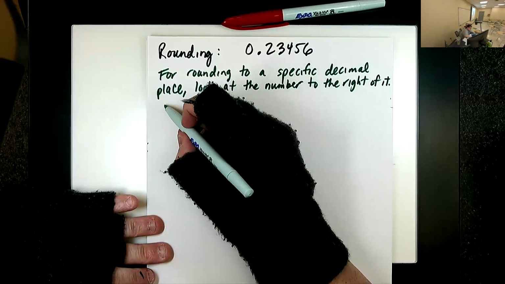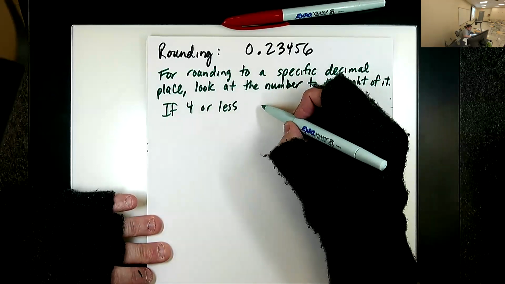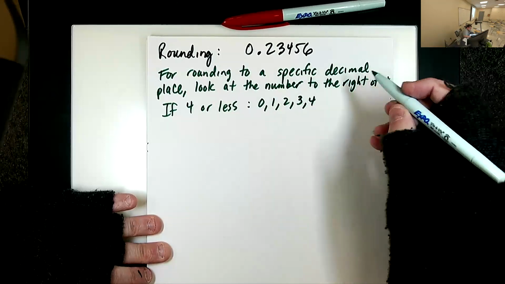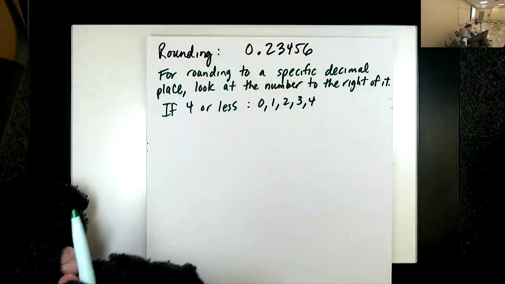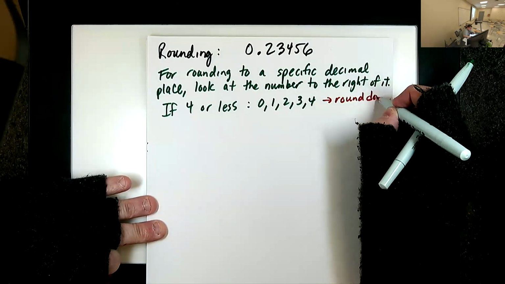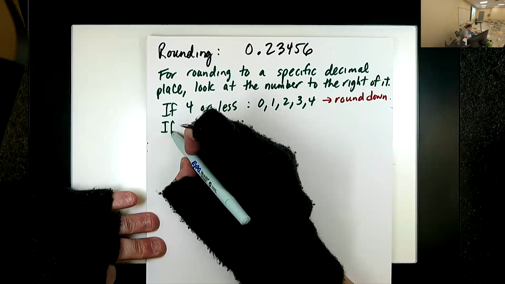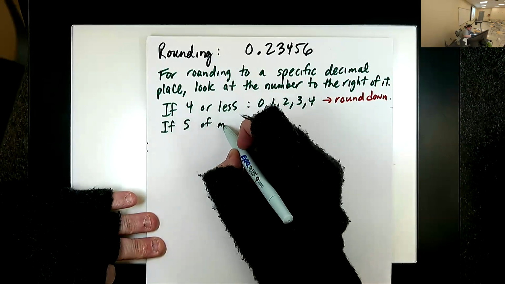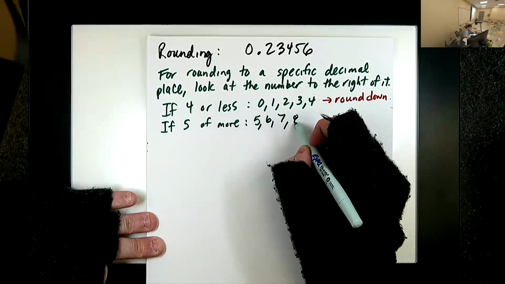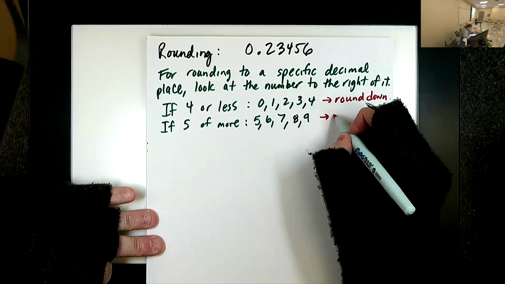If it is 4 or less, 0, 1, 2, 3, and 4, we are going to round down, which I'll show what that is in a second. And if it's 5 or more, 5, 6, 7, 8, 9, we are gonna round up.